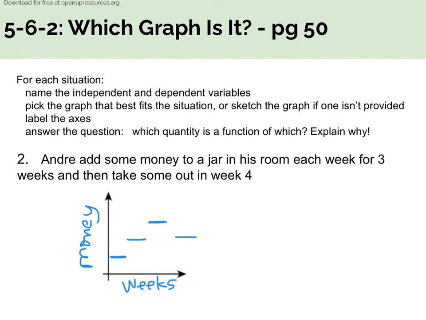So that's why it's kind of like these chunked lines that go up and then eventually come down, because he takes out on that 4th week.